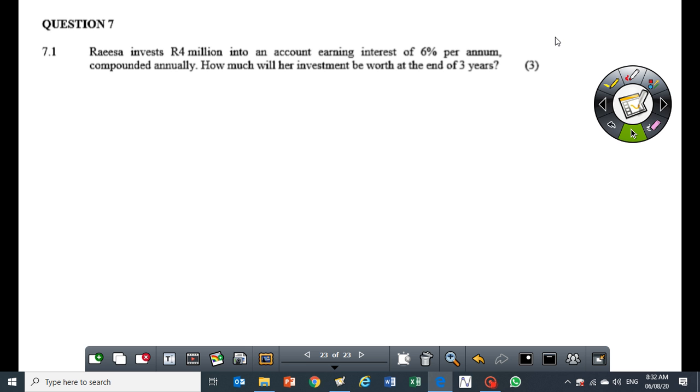All right. So it says Raisa invests 4 million. Can you pay attention? She invests 4 million rand into an account earning interest of 6% per annum, compounded annually. How much will her investment be worth at the end of 3 years?